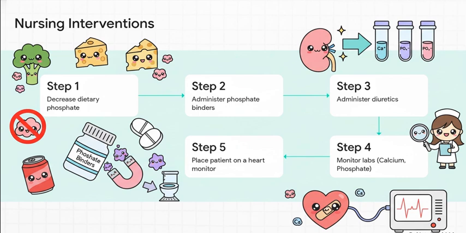Our management goals are to get that phosphate down and keep the patient safe. First, we'll restrict phosphate in their diet. Then we give medications called phosphate binders, which act like little sponges in the gut to grab onto phosphate so it gets passed in the stool. And because the low calcium puts the patient at risk for dangerous heart rhythms, you are absolutely going to put them on a heart monitor and watch that ECG. In severe cases, they may even need dialysis.